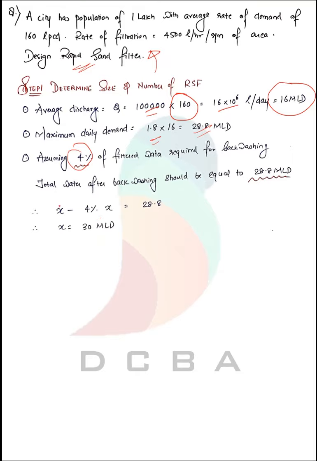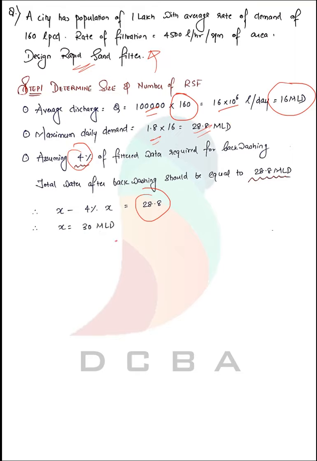So actually how much water should be filtered, considering the backwashing? Let x be the total filtered water in the rapid sand filter, minus 4% of x. This should give you 28.8. If you solve this equation, you get x equal to 30 million liters per day. So the total filtered water that should come through your rapid sand filter is 30 million liters per day, because after backwashing of 4% you will get 28.8 million liters per day, right?